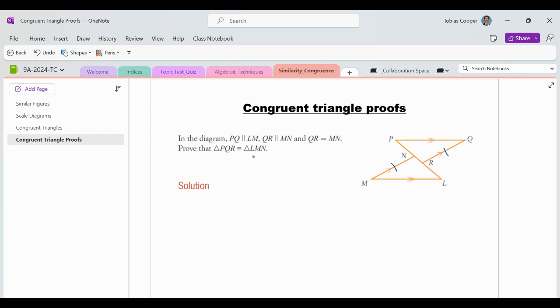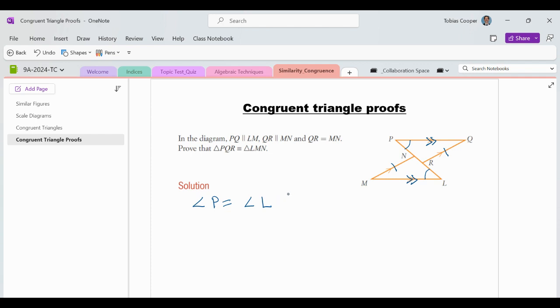Alright, so let's have a look at our first step. Now, we're going to use the properties of parallel lines. So you'll notice that this angle here and this angle here are equal, aren't they? Okay, and that's because you have a pair of parallel lines. There you go. That is parallel to that. So we can say that angle P is equal to angle L.